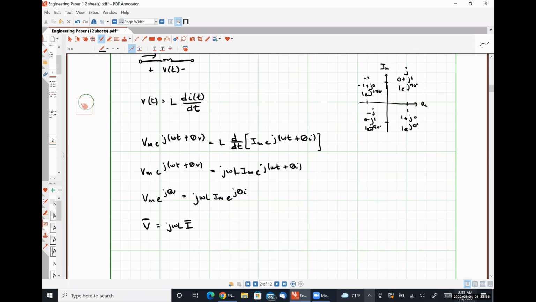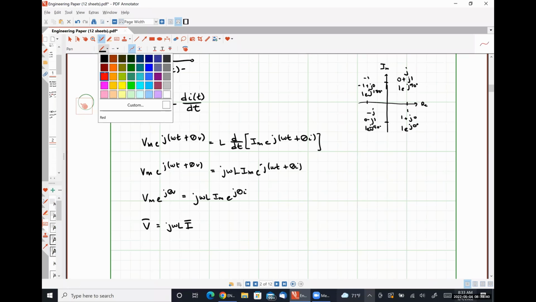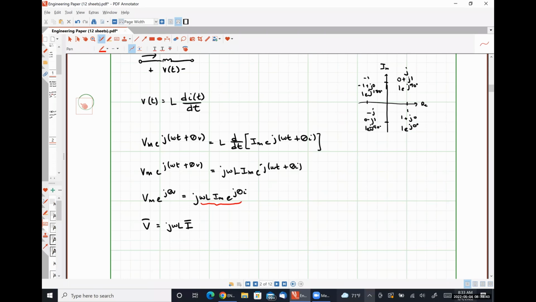Okay. The reason why I'm pointing this out is because we are multiplying this bit right here, omega L Im e^(j theta I), by j. Well, if we express j as 1 e^(j90), this becomes omega L Im e^(j(theta I plus 90 degrees)).